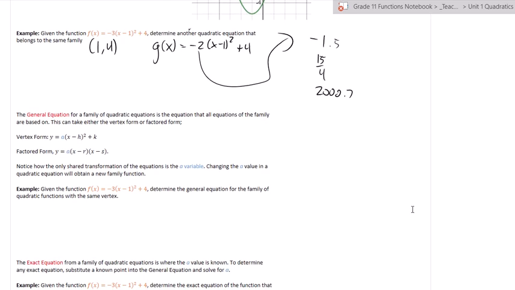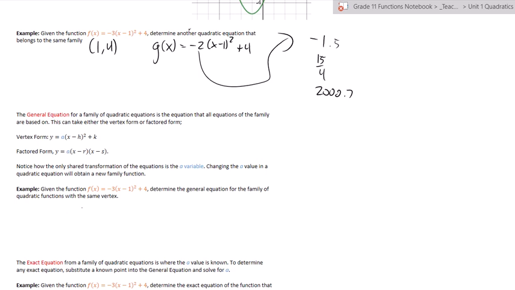Now that leads into the general equation. The general equation for a family of quadratic equations is the equation that all equations of the family are based on. This can take either the vertex form or factored form. Remember, vertex form is a times (x minus h) squared plus k, and factored form is a times (x minus r) times (x minus s). In both these forms, the only value that can change is the a value. Vertex form requires h and k to be the same, and factored form needs r and s to be the same for it to be part of the same family.